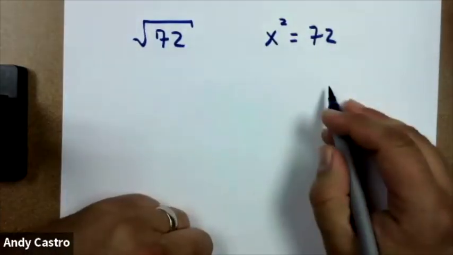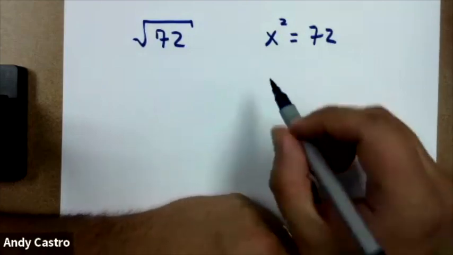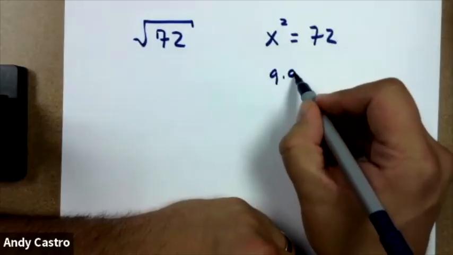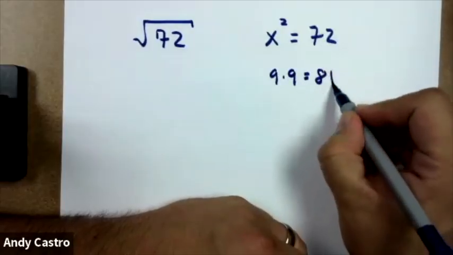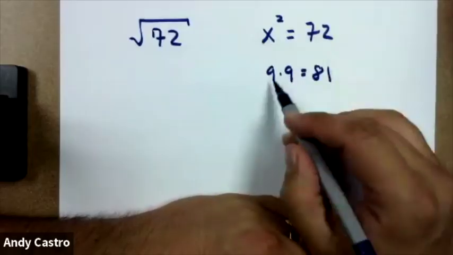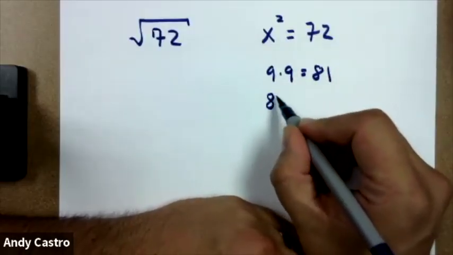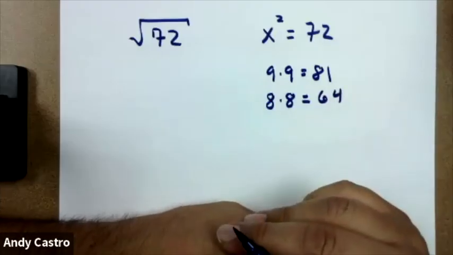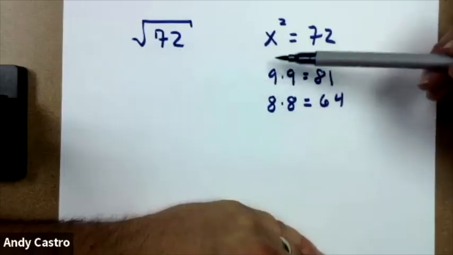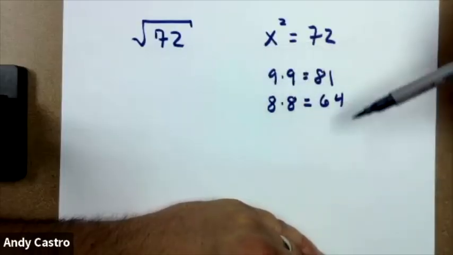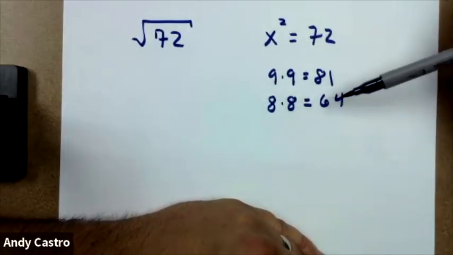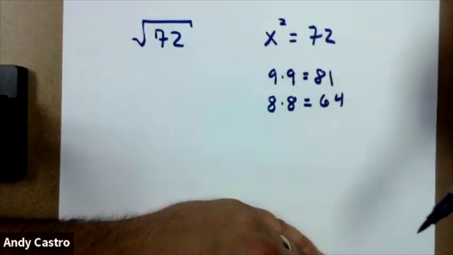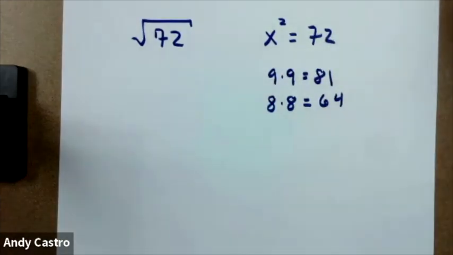Well, if we just look at a straightforward approach, I know that if I multiply 9 times 9, I'm going to get 81. So that's a little too high. So let's go one number underneath. What about 8 times 8? Well, 8 times 8 is going to give me 64. Well, here we have a problem because the square root of 72 can't be 8 because it's too small, but it can't be 9 because it's too big. So it's somewhere in between. So how do I do this?